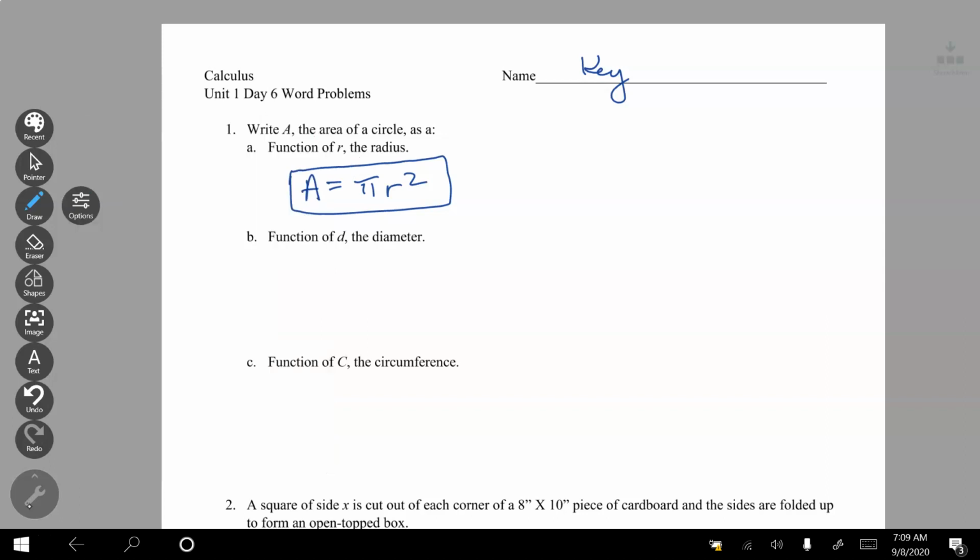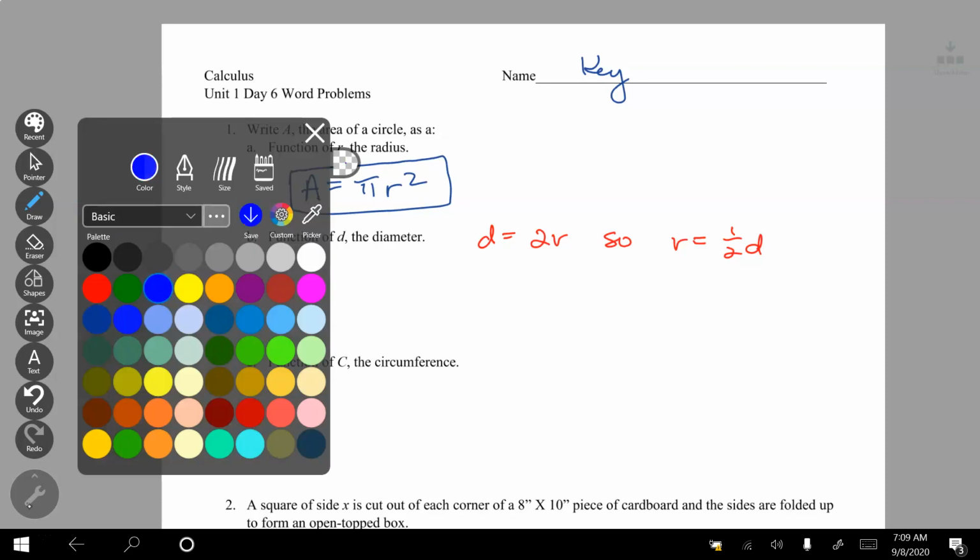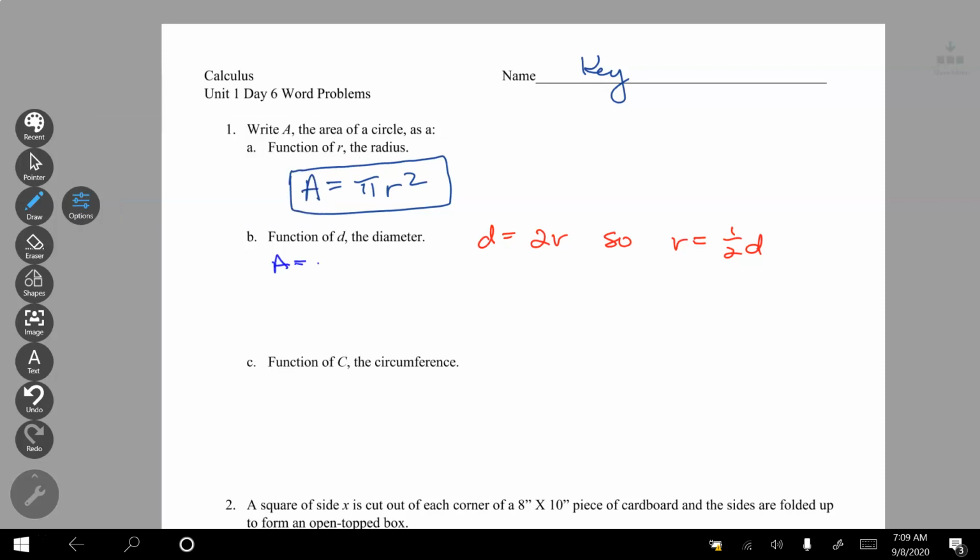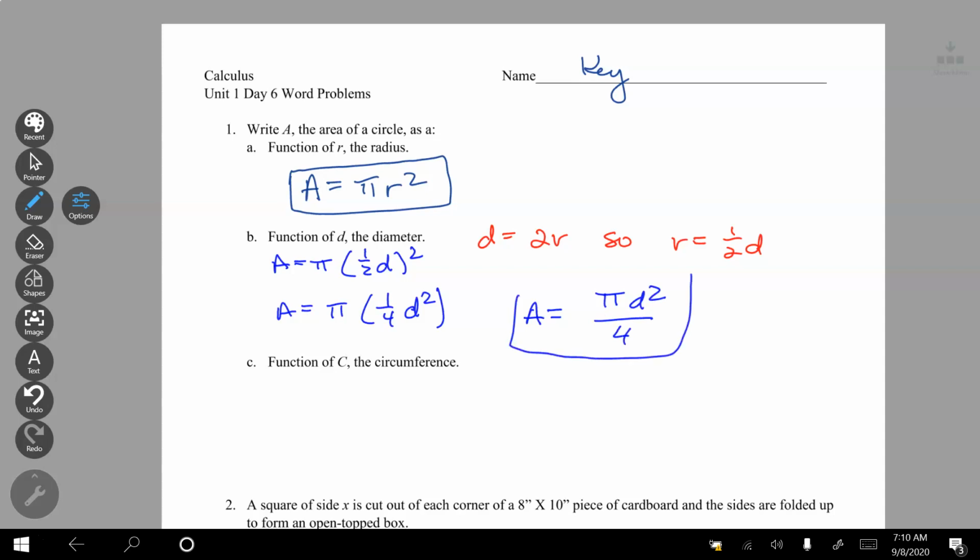Well, diameter equals twice the radius, so the radius equals 1/2 the diameter, and I can substitute that into the problem. A equals pi, not r squared, but 1/2 d squared, so A equals pi 1/4 d squared when I distribute the square to both of them, and when I'm done I get pi d squared over 4. So if I know the diameter instead of the radius, I could just plug it into this formula and you would get the same result.